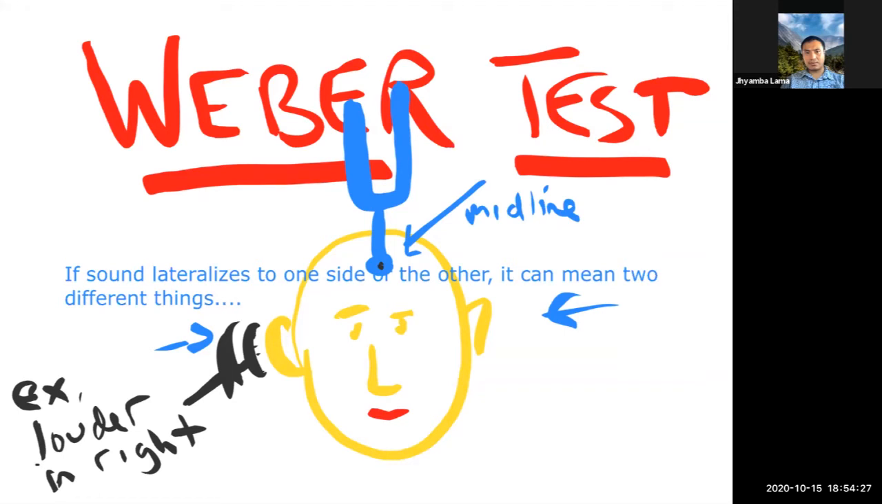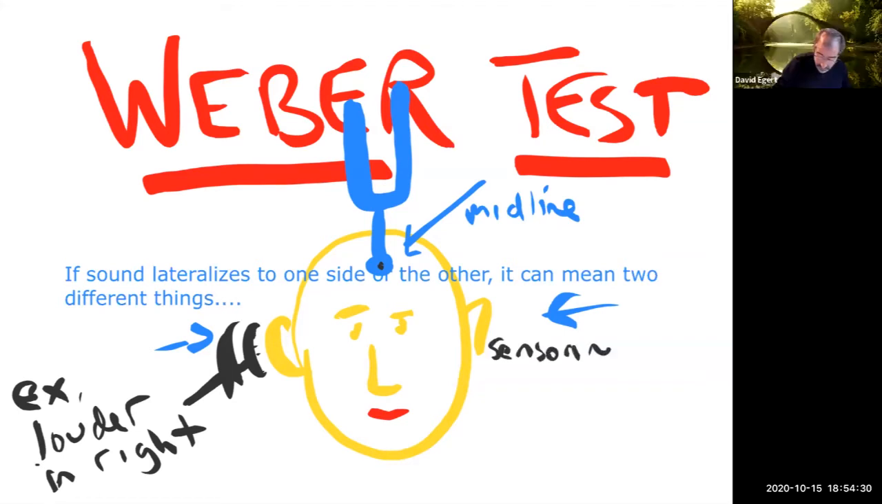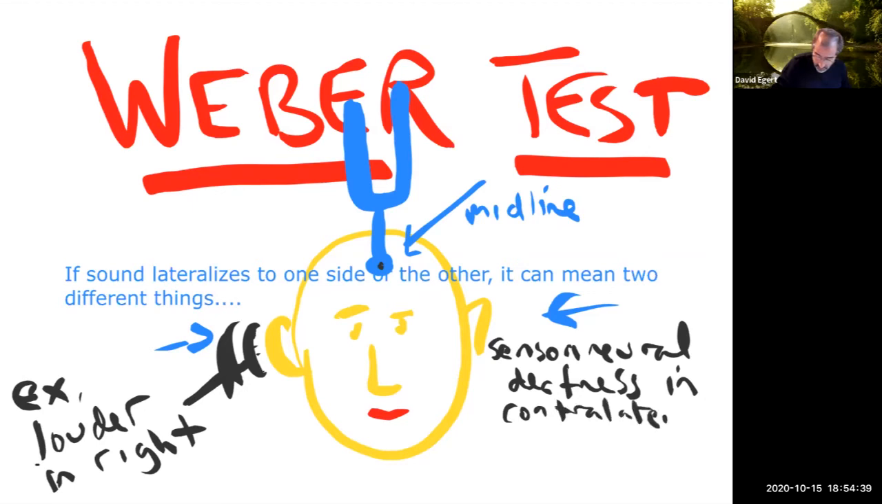Conductive. So it can be sensory neural deafness in the contralateral ear. So if it lateralizes to the right, it could mean that I have sensory neural deafness on the left. That's why it sounds louder here, because this ear just doesn't hear as well. But the thing that's counterintuitive is that it can also be conduction deafness on the same side.